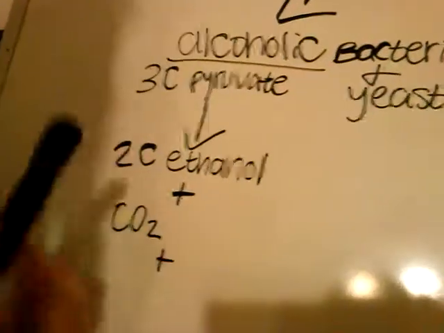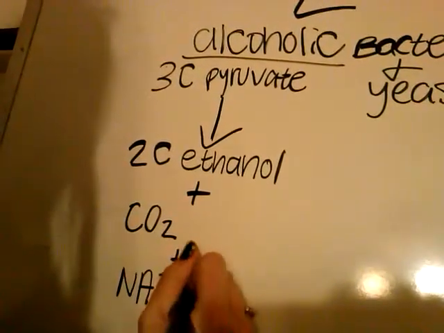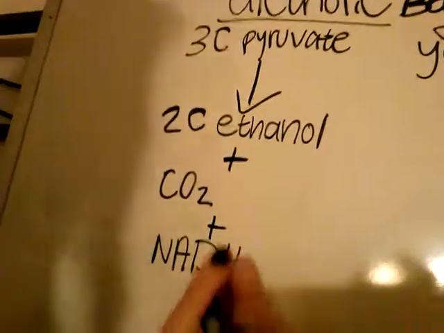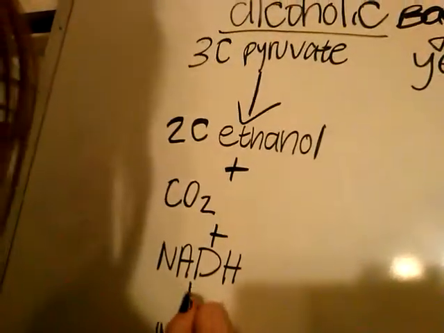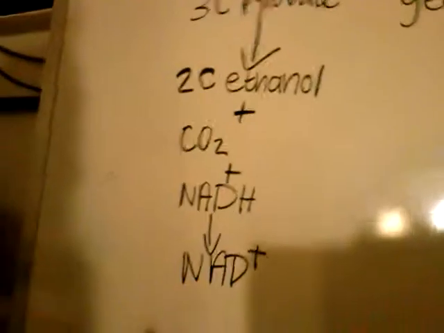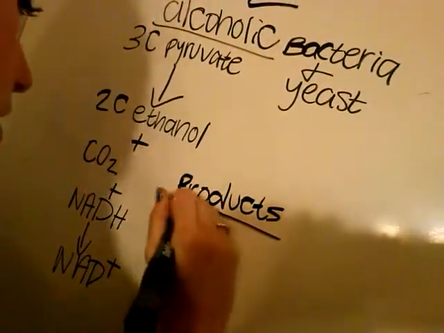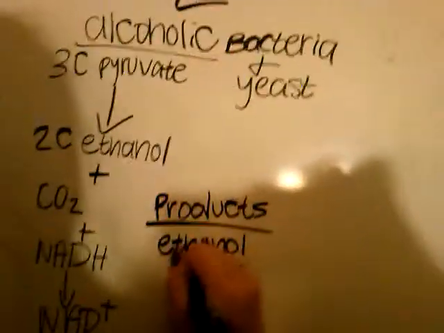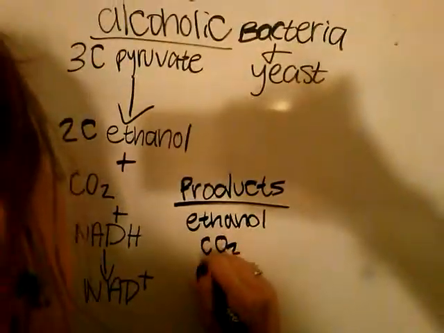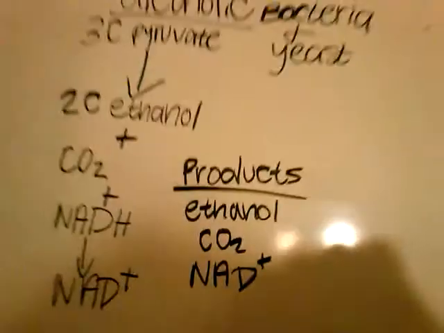And also, when that carbon was clipped off, the NADH, which was also produced in glycolysis, becomes NAD+, which is used in glycolysis. You see how the body's just a giant circle? It's a wibbly wobbly timey wimey cellular respiration stuff. So the products of alcohol fermentation are ethanol, CO2, and NAD+.